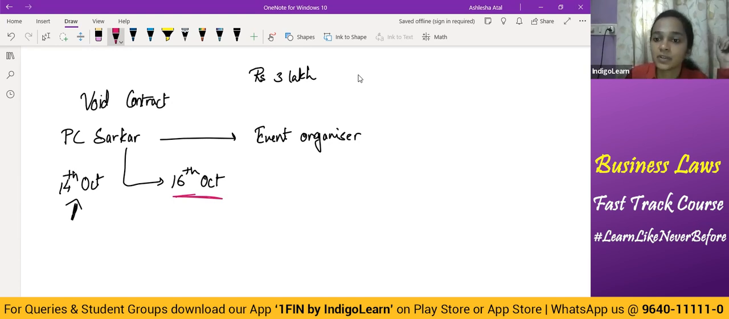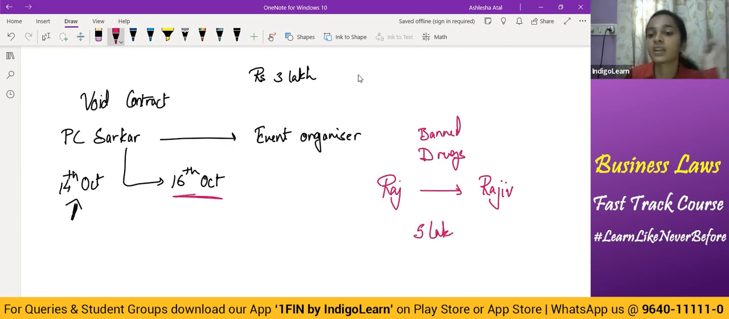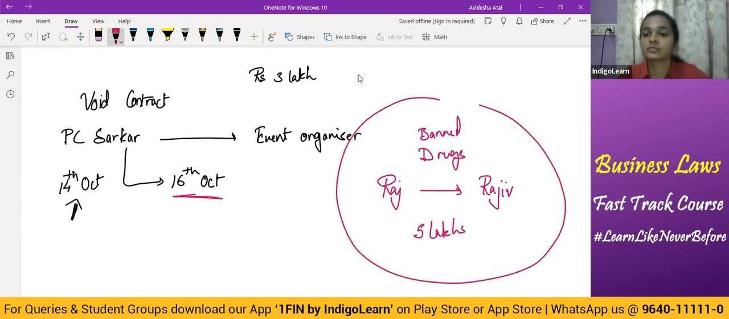Now, say for example, a person, Mr. Raj, enters into a contract with Rajiv to supply some drugs to Rajiv. These are banned drugs, for rupees 5 lakhs. Now, in this situation, you tell me, is this a valid contract? No, ma'am. Not a valid contract because the object and the consideration here is not legal, it is not lawful. So we will call this contract also a void contract.